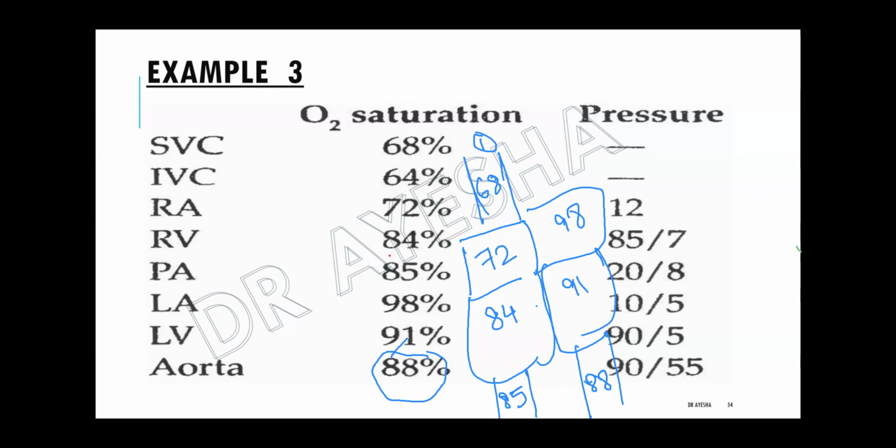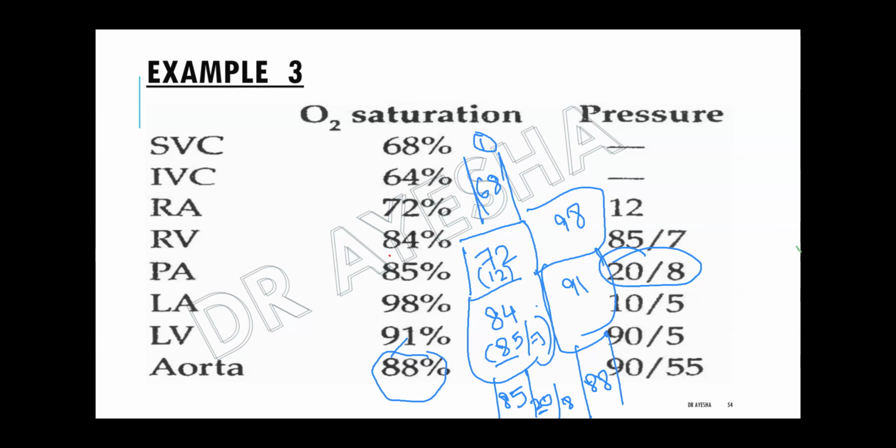Now make the pressures side by side as well. The right atrium pressure is 12, which is raised. The right ventricle pressure is also raised, and the pulmonary artery pressure is also raised. See the pulmonary artery pressure: it is 20, it's normal. And you see the difference between the ventricle and the pulmonary artery pressure. Keep it in your mind. We'll come back to the conclusion one by one.